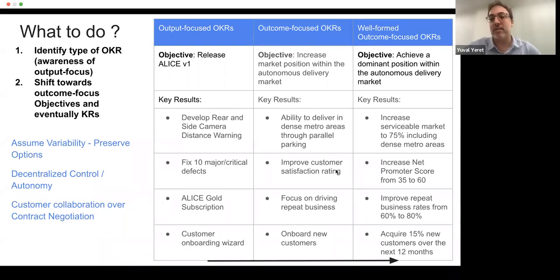So "improve customer satisfaction rating" is nice, but "increase net promoter score from 35 to 60" is much more quantifiable, clear, and provides the starting point and the finish. We need to get from A to B in a certain time period. So by focusing more on outcomes, we assume variability. We preserve our options to figure out different ways to achieve the outcome based on what we learn along the way. We enable decentralized control.